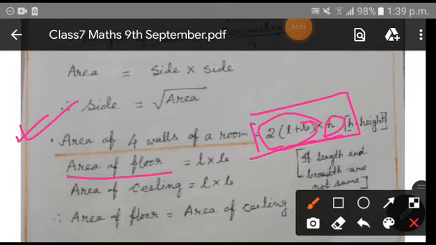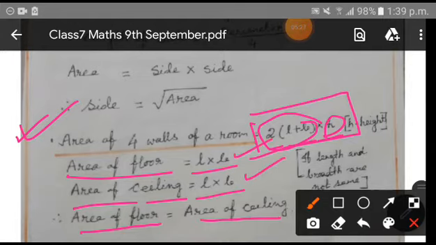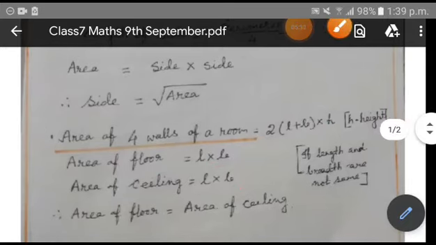Now area of the floor. Now you can imagine the floor to be a rectangle. So area of the floor will be length into breadth. Why? Because this is also a rectangle. And area of the ceiling. Ceiling is also another rectangle. Just look at the ceiling of your room, you will find that it is also resembling a figure like a rectangle. So you can take out the area of the ceiling by multiplying the length and breadth. Next, we can say that area of the floor equals area of the ceiling, because both are length into breadth.